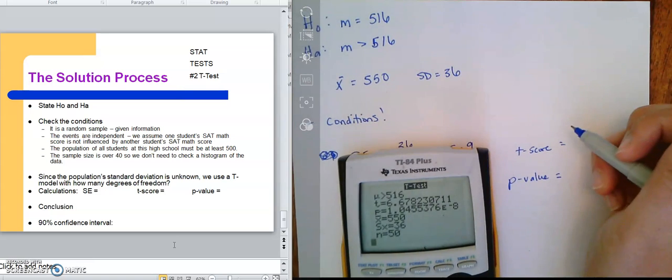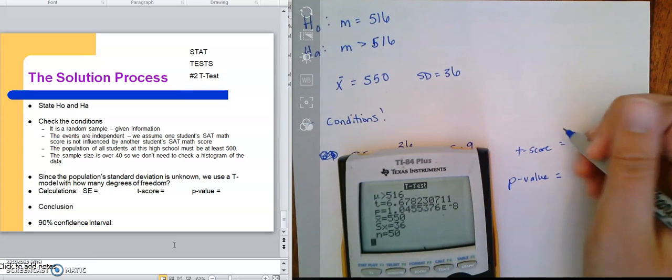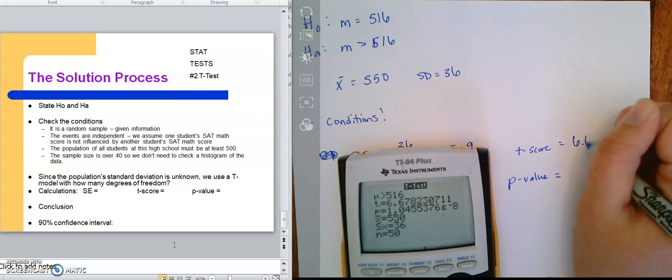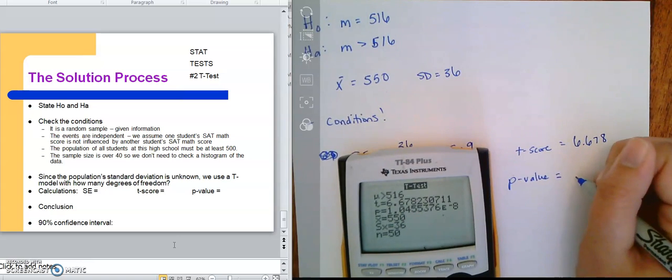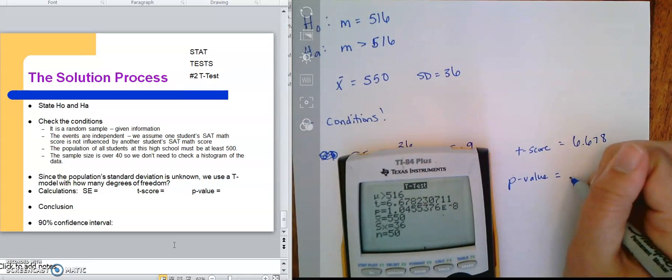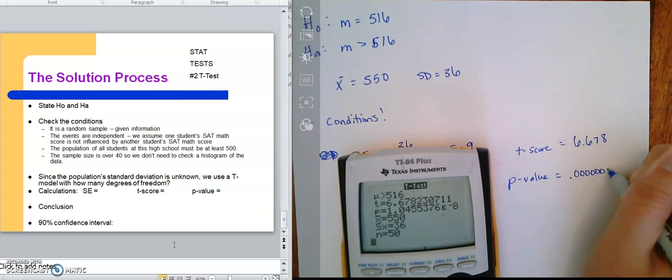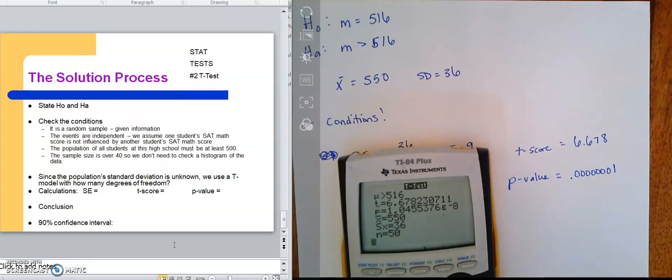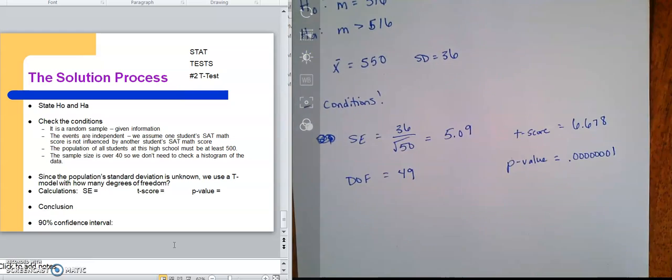So it gives me my t-score is 6.678, and my p-value, be careful, p cannot be greater than 1. That's impossible. So if you see a number bigger than 1, there's going to be an e at the end, which means it's actually 0.1, 2, 3, 4, 5, 6, 7, 1. Okay, so how I say that would be, I'm actually just going to read it to you.